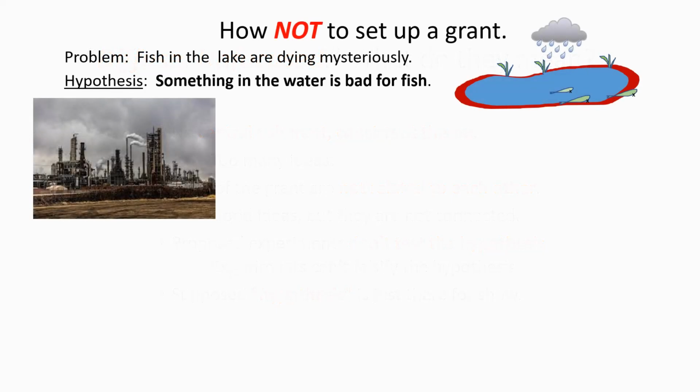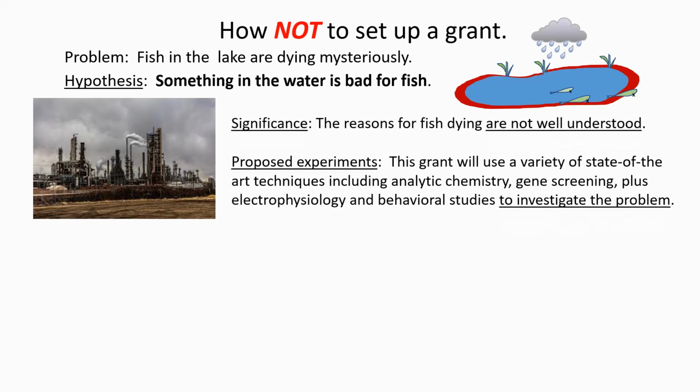In this video, we're going to look at the made-up problem of the fish dying in the lake and the different sorts of ways grants might approach that. In this grant, there's a hypothesis which says something in the water is bad for the fish. The significant statement is that the reasons for the fish dying are not well understood.